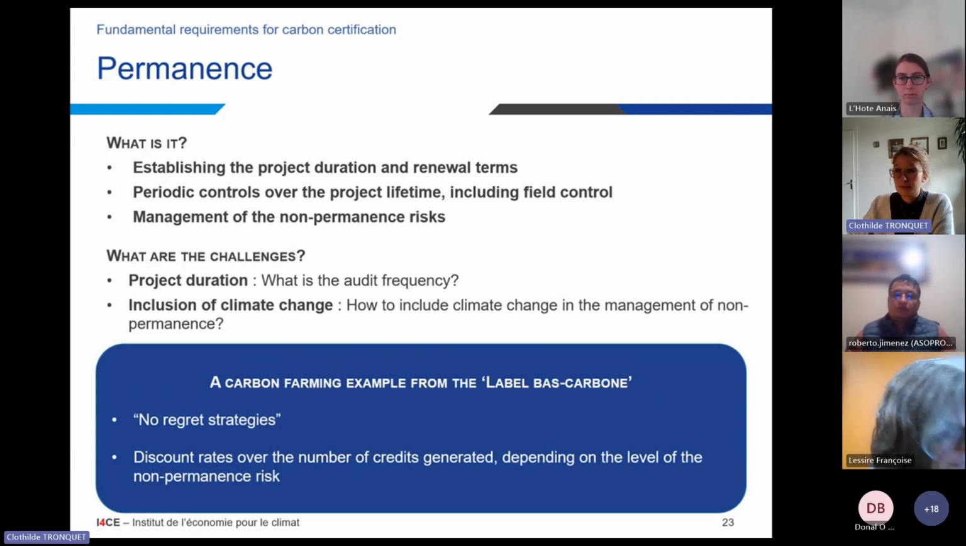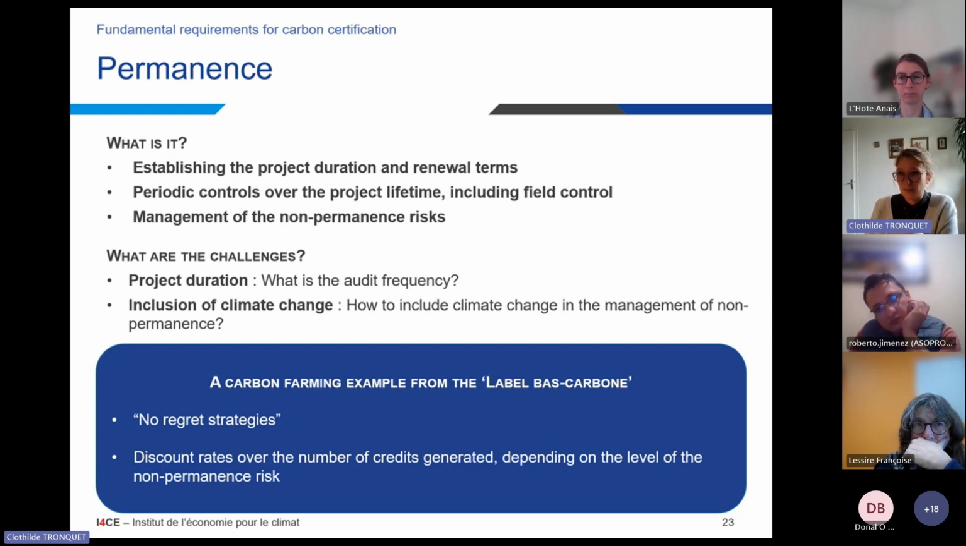Then on permanence, carbon certification should establish the project duration. How do you renew the projects? What kind of periodic control do you have over the project lifetime? And how do you manage the non-permanence risk, especially when we're talking about the land sector? Carbon can be released. So what kind of questions do we ask ourselves when we're talking about this permanence?